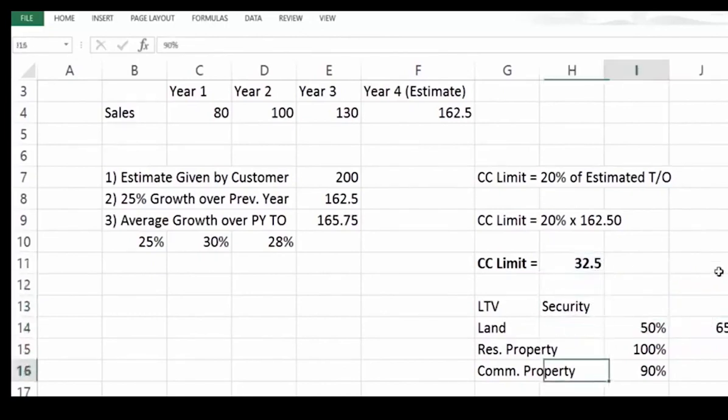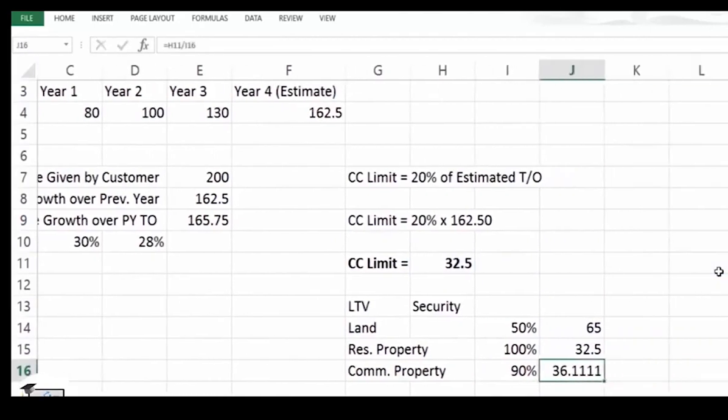Okay, if he is giving a residential property, then 32.5 by 100%, it's sufficient if he's giving 32.5 million worth of residential property. If it is a commercial property, then it's going to be 32.5 divided by 90%, then he should give 36.11 million worth of a property. So here, if he has properties for these values, then he is safe.